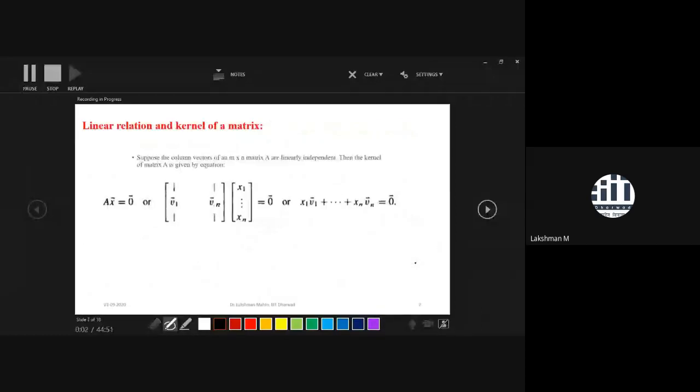Further, I had given some elaboration. So the relation between linear relation and kernel of a matrix. Kernel of a matrix is very important. If you are having an m by n matrix, and suppose all the columns happen to be linearly independent, then what would be the kernel of the matrix?